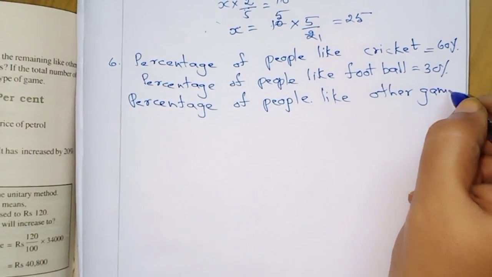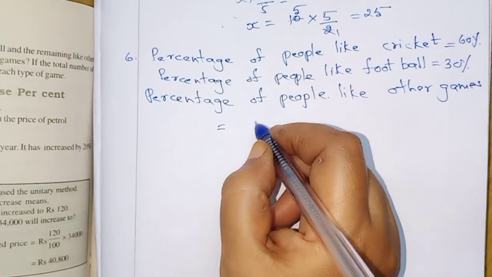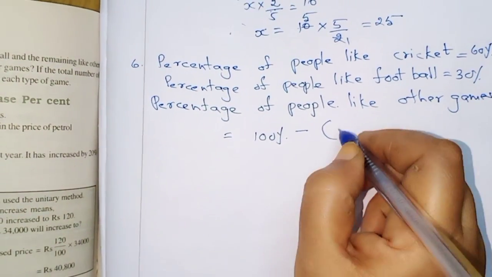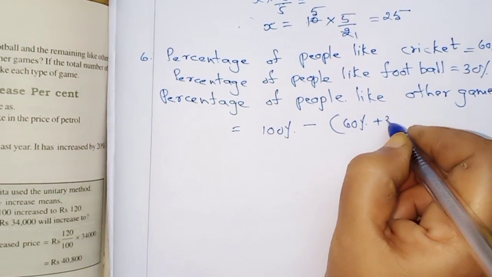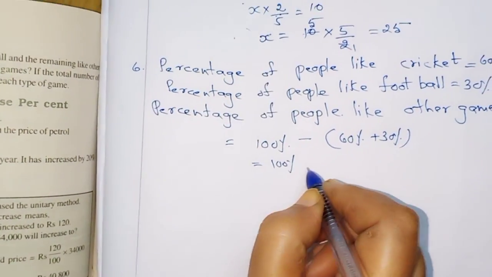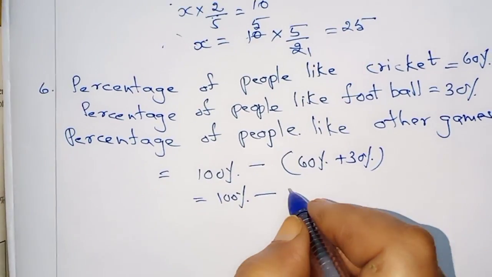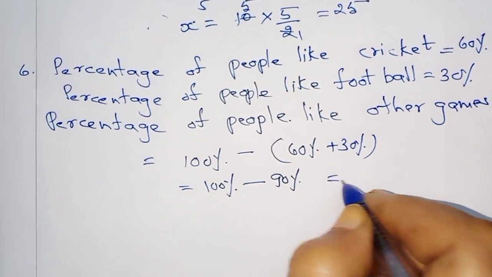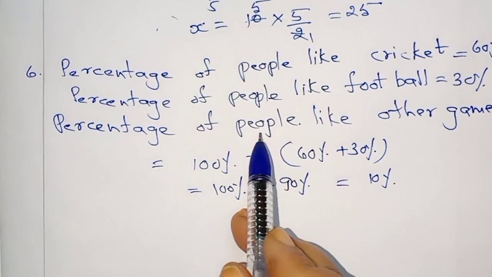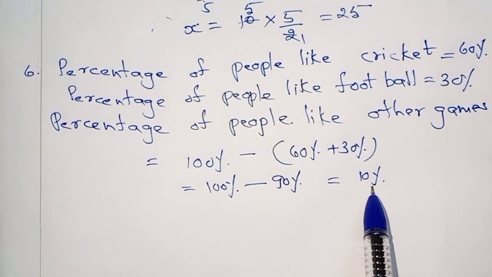So what is the total percentage? 100%. So from 100% we have to subtract both. So we add 60% plus 30%, which is 90%. So 100% minus 90%. What is 100 minus 90? 10. So percentage of people who like other games is 10%.